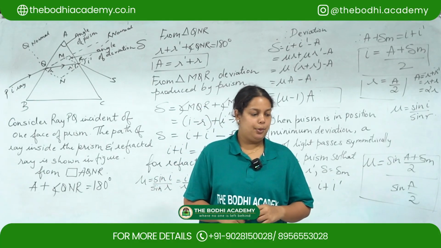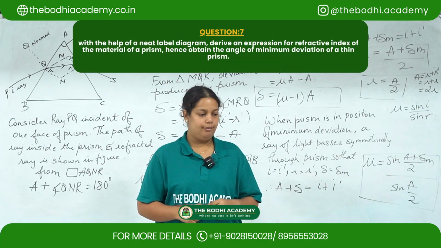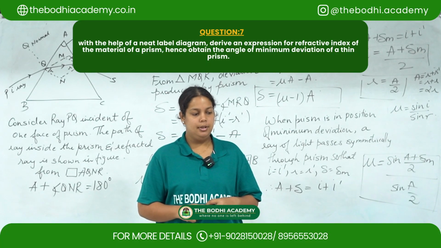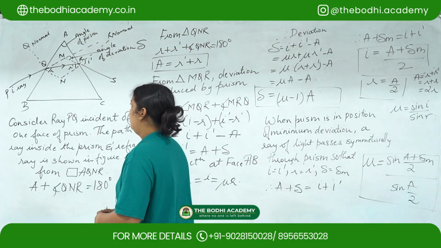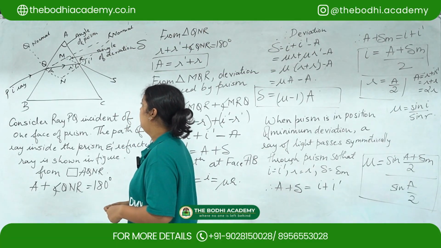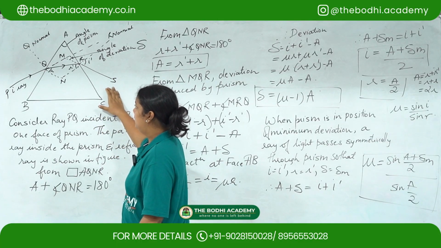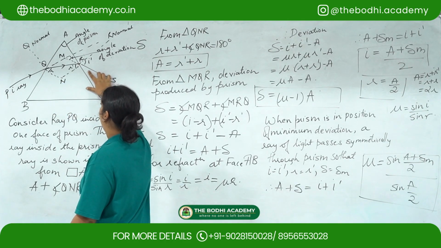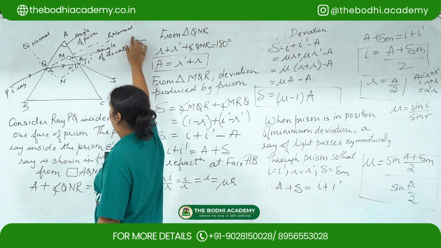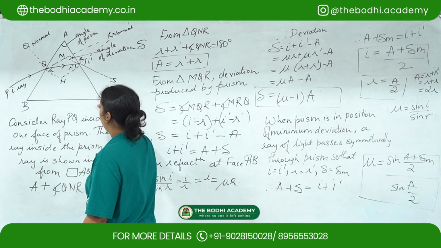So coming to the next question: with the help of a neat labelled diagram, derive an expression for the refractive index of the material of a prism, hence obtain the angle of minimum deviation of a thin prism. Coming to the diagram, we have a prism ABC, and angle A is the angle of the prism, Q is a point, and this is point R, with the normals drawn. This is the incident ray, and this is the emergent ray.